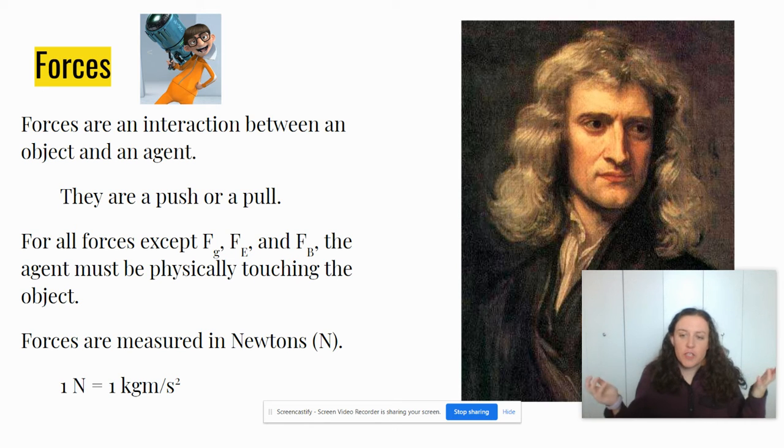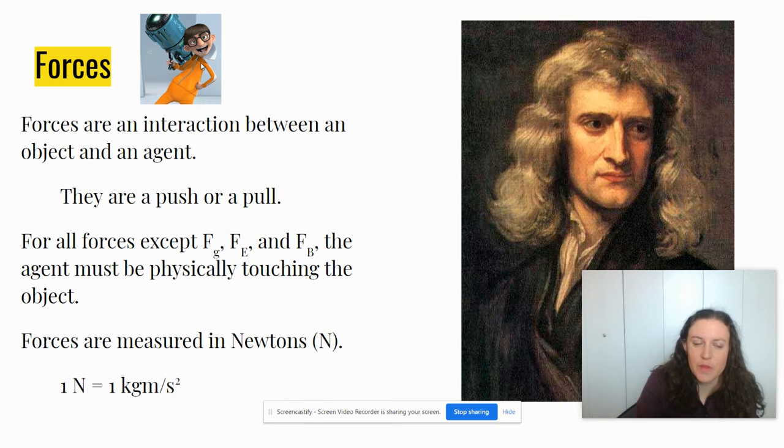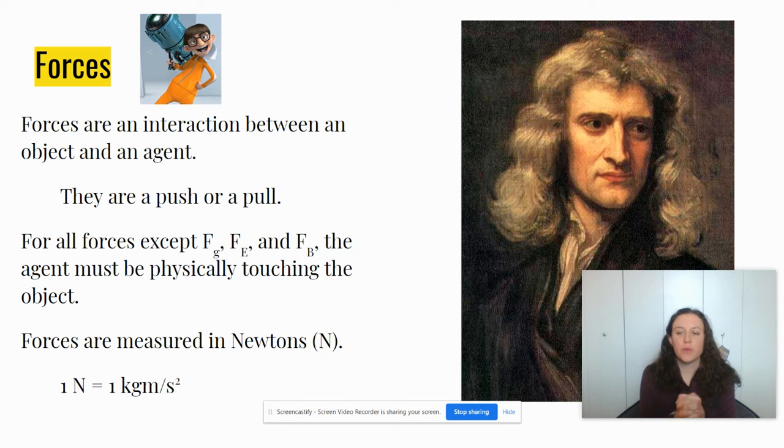And forces are measured in newtons, okay? So 1 Newton is 1 kg m over s squared. And that is a picture of Isaac Newton, so that's what he looks like. And as you notice, our vector symbol is right up here in the corner, meaning forces are vectors. The direction is super, super important.